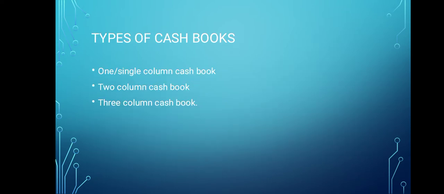Now, another question one was asking is the types of cash books. There are three main cash books that we have. The first one is what we call the one or single column cash book. The second one is the 2-column cash book. And the third one is the 3-column cash book. Please don't get confused. I have mentioned the three of them so that you know how many cash books we have to look at in this course as we go ahead with these books of prime entry. So we are going to start by looking at the 1-column cash book.